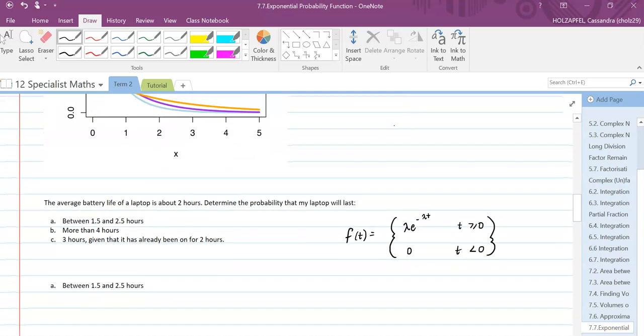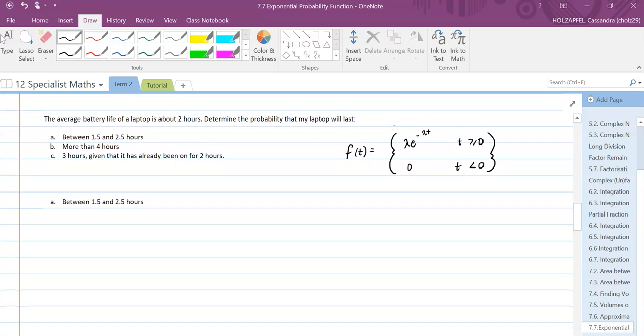So let's go ahead and try to solve a problem using these exponential probability distributions. The average battery life of a laptop is about 2 hours. Determine the probability that my laptop will last between 1.5 and 2.5 hours, more than 4 hours, and 3 hours given that it has already been on for 2 hours. We can define this as an exponential probability function because we're looking at the length of time, and also because we're not going to be interested in time values that are negative. That's specifically why I'm choosing to use this exponential probability function.